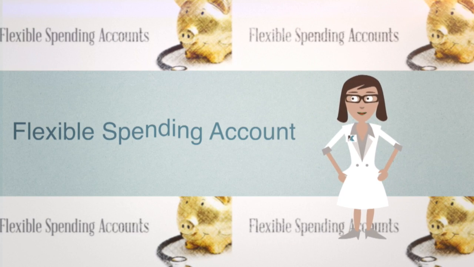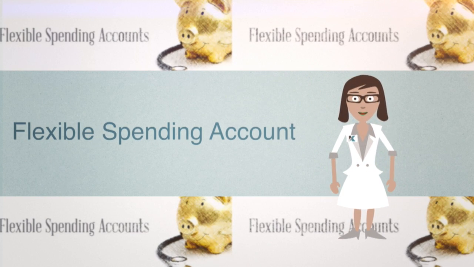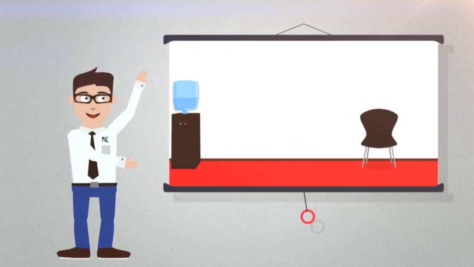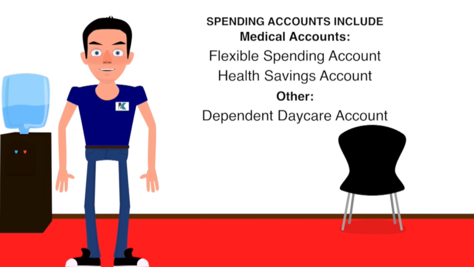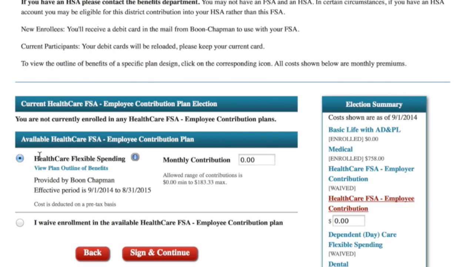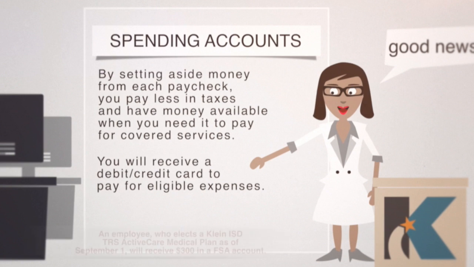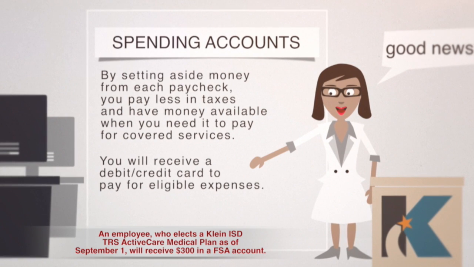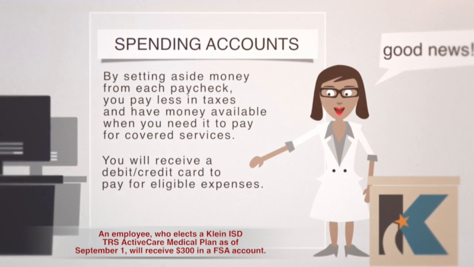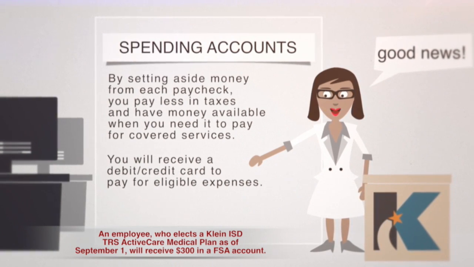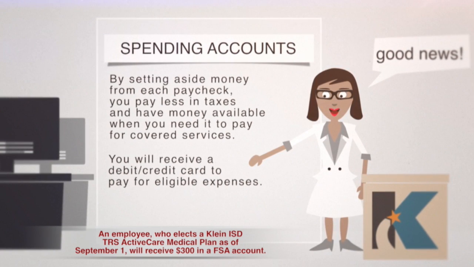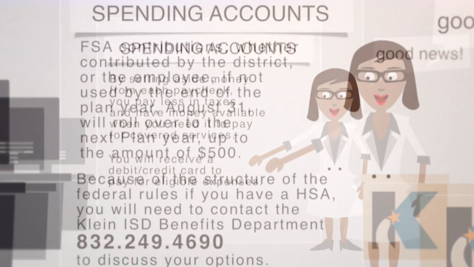Flexible Spending Account. There are two types of flexible spending accounts that are available to help employees save on income taxes by allowing you to use pre-tax dollars for certain eligible medical expenses and dependent daycare expenses. The plan year for district flexible spending accounts or health savings accounts begins September 1st. An employee who elects a Klein ISD TRS Active Care Medical Plan as of September 1st will receive $300 in an FSA account. Remember, the rules regarding flexible spending accounts have recently changed.